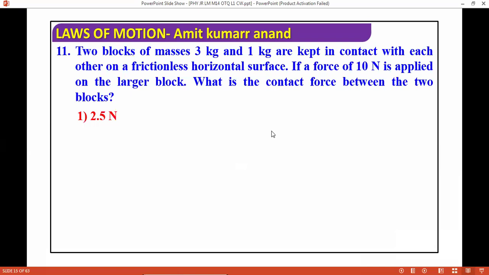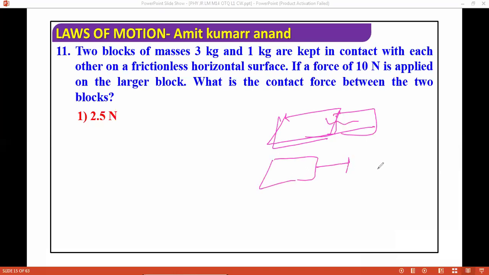Next question. Two blocks of mass 3 kg are kept in contact with each other. This is a very good question. You should know it because JEE asks these questions again and again. Basically, this is in contact. Whenever a question is about contact, just treat it like this: if two blocks are connected with a string, there is tension in it. In the same way as tension works between two blocks, contact force works. Suppose this contact force is C, so this is also C.